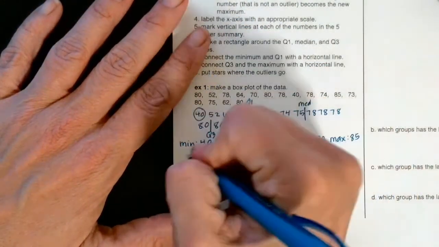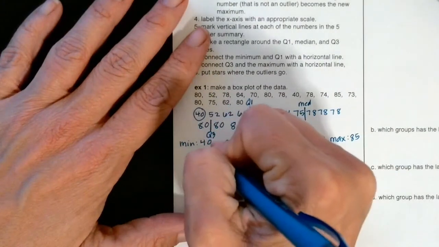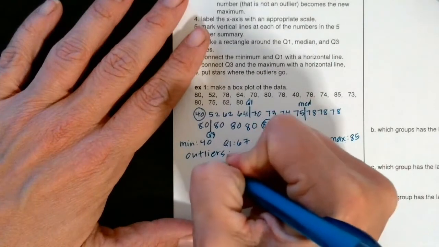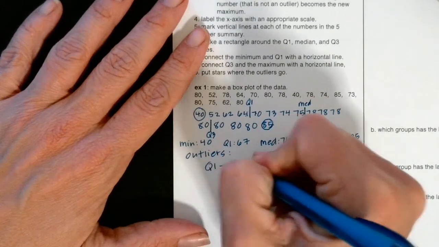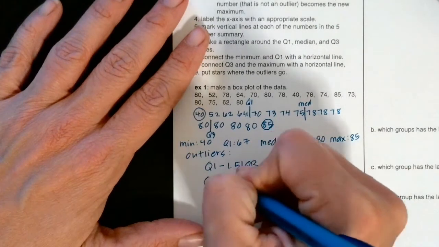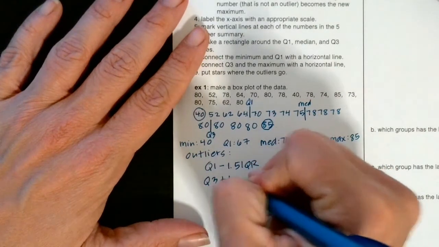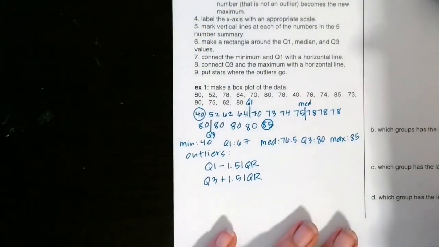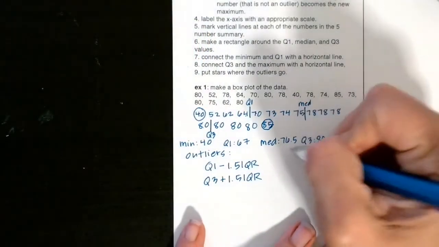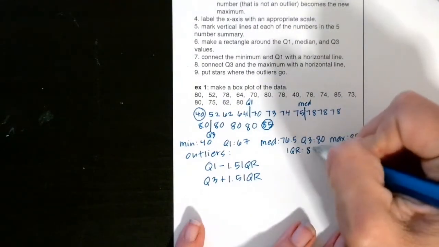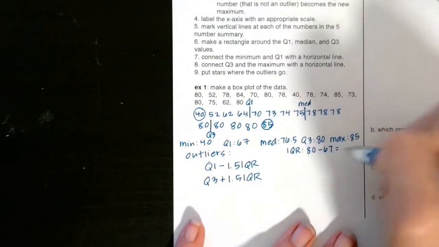Step 3 is to test for outliers. So when we do outliers, I just make it real simple. Q1 minus 1.5 IQR, and Q3 plus 1.5 IQR. Okay, so that means we need our IQR. So right here, IQR is going to be 80 minus that 67.